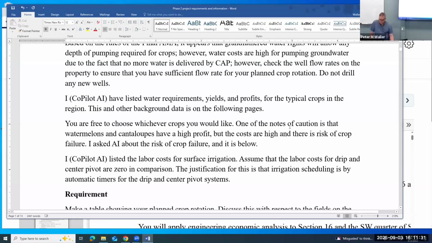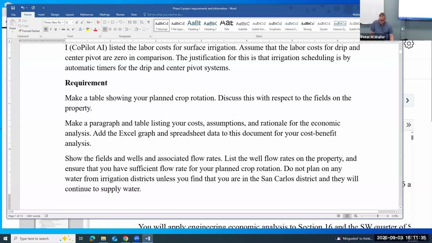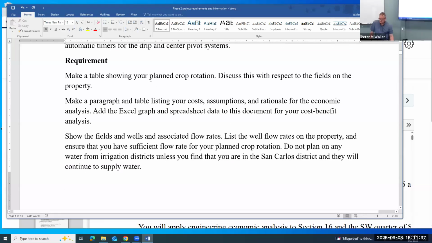Okay, and like I said, there's some risk with watermelons and cantaloupes. Okay, make a table showing your planned crop rotation, and discuss this with respect to fields on the property.